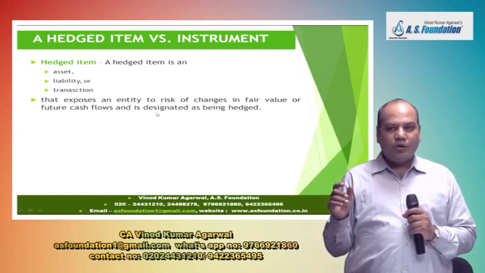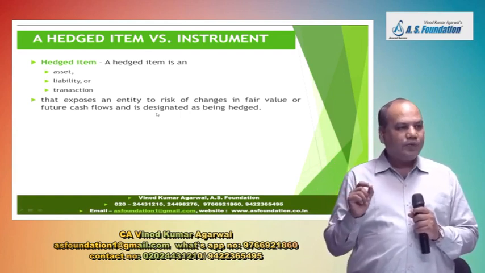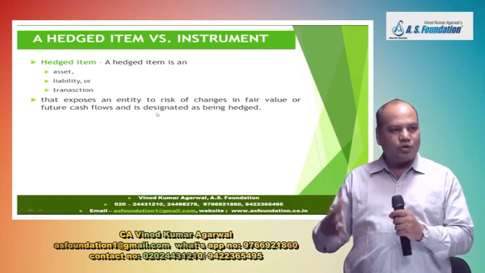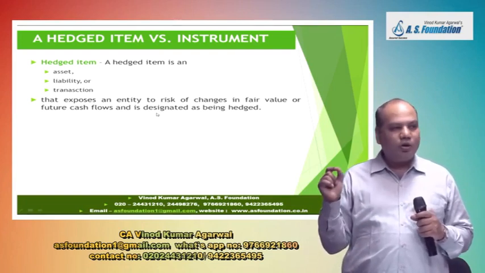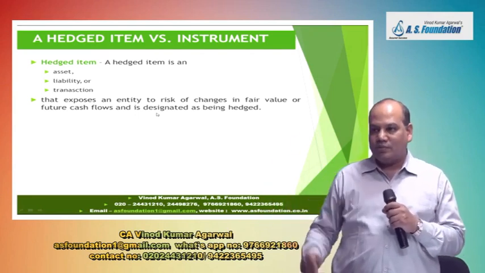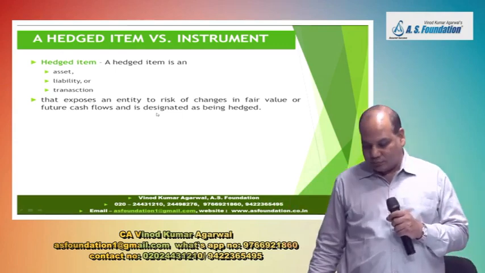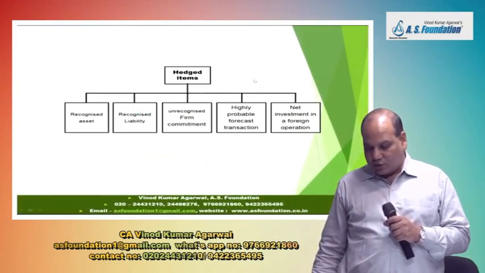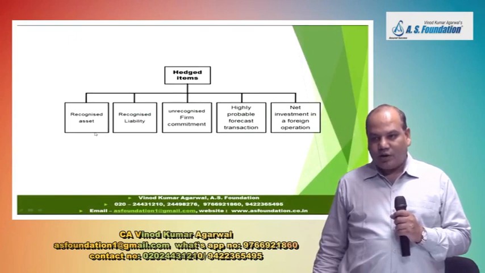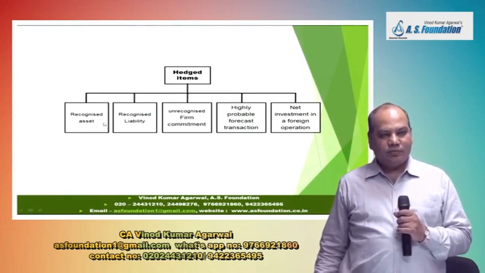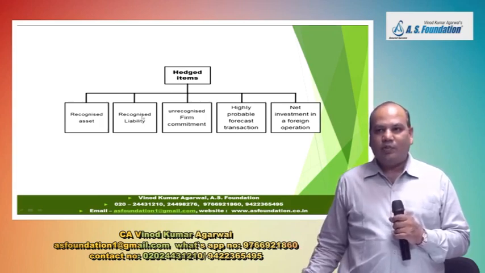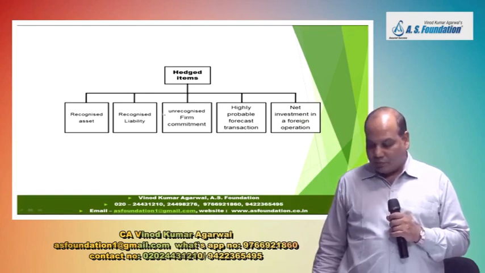The management of the company will have to make a note of it, either through board resolution or a special committee resolution. Somebody who is authorized to take the decision has to make a note internally that we want to hedge this risk. So hedged item can be of 5 types, which they have mentioned in the standard. It can be a recognized asset, that is an asset appearing in the financial statement. Recognized liability, a liability already there in the financial statement.